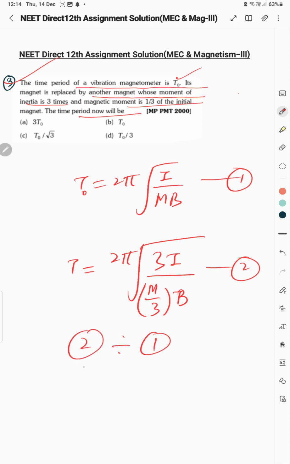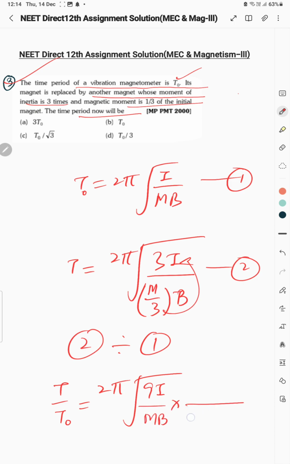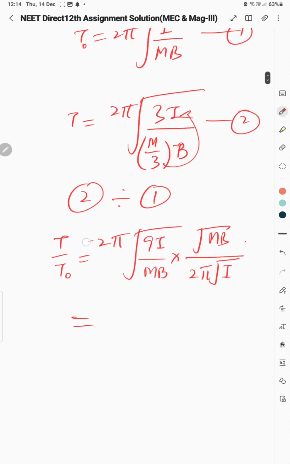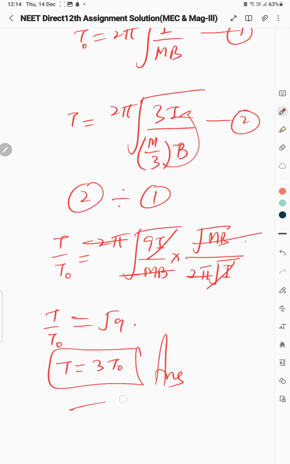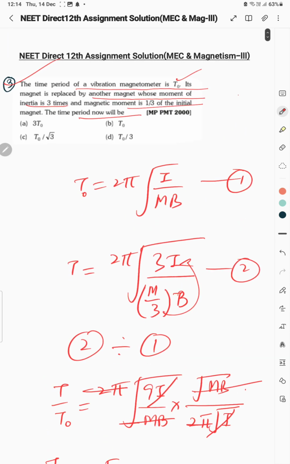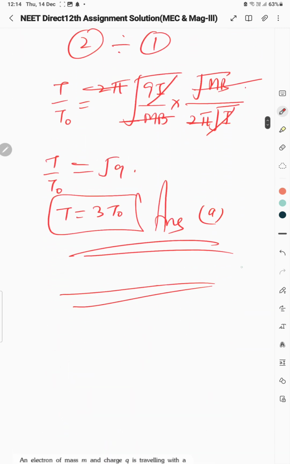So dividing 2 by 1, that is T by T naught. This 3 goes in the numerator, and it becomes 3I by mB under the square root, and here it is 2 pi square root of I by mB. See what cancels. The 2 pi gets cancelled, mB gets cancelled, I gets cancelled. It's root 9, and when you solve it further, it becomes 3 times T naught. So the option 3 T naught is option A. So the answer to this problem is A.